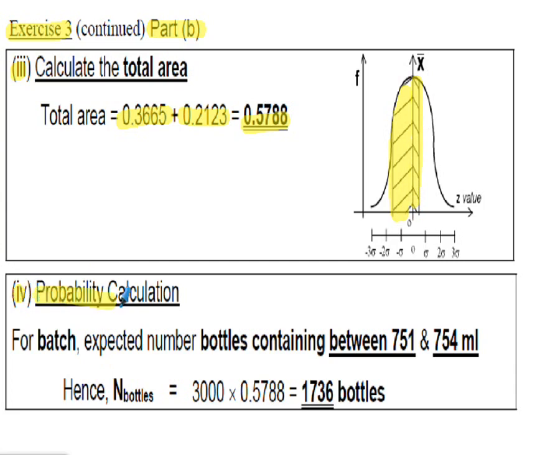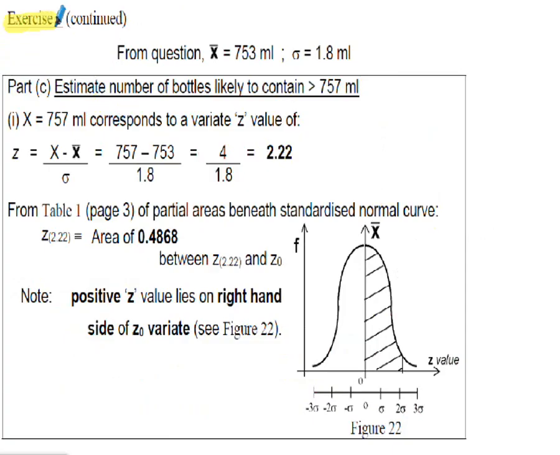Step 4 is our probability calculation. We need to find, for our batch, the number of bottles that contain between 751 and 754 millilitres, in other words the shaded area of a diagram. If we have 3,000 bottles in our batch, multiply it by the probability from step 3 of 0.5788 gives us 1,736 bottles.